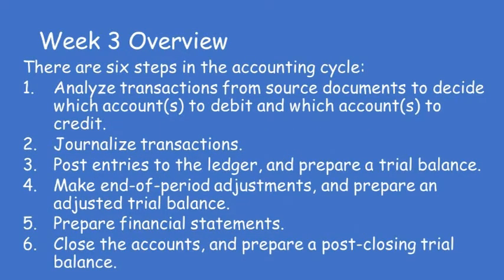As a reminder, there are 6 steps to closing the books at the end of each period. And you might remember the topic of periodicity from Chapter 1. Go back and look that up if you don't remember what it is. But there are 6 steps in the accounting cycle as we end the period. First, we analyze transactions from source documents to decide which accounts to debit and which ones to credit. We journalize transactions, we post entries to the ledger, and we prepare a trial balance.